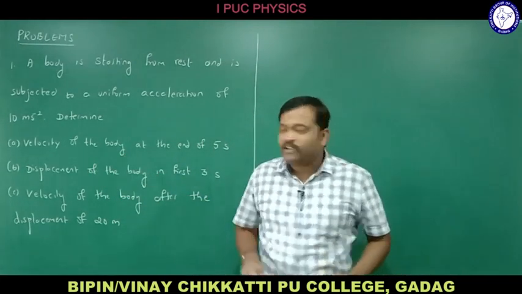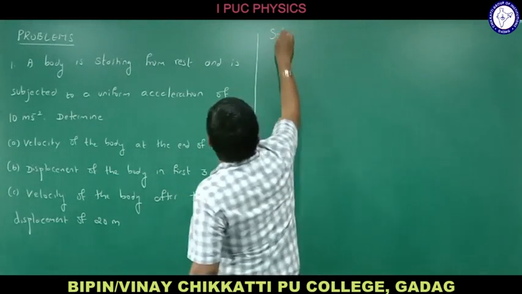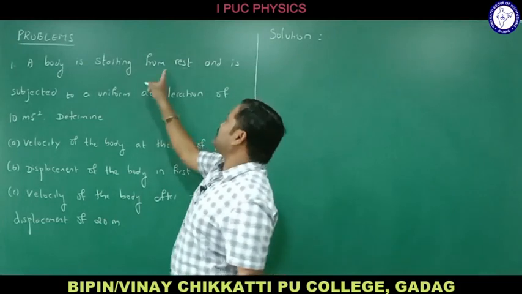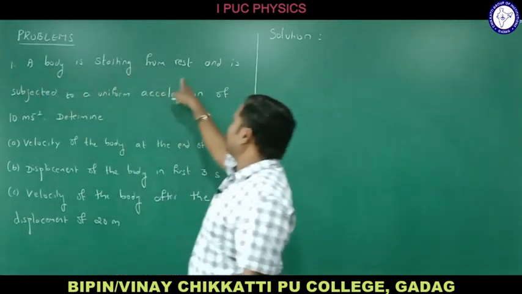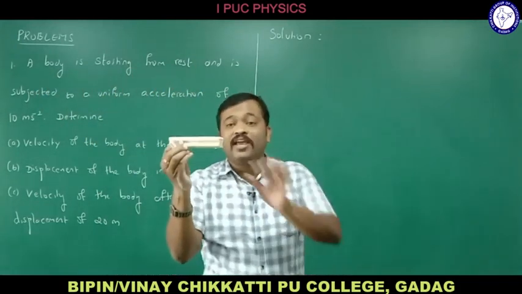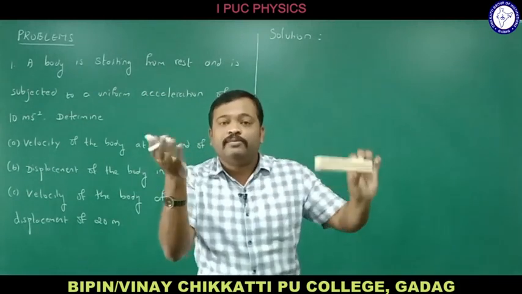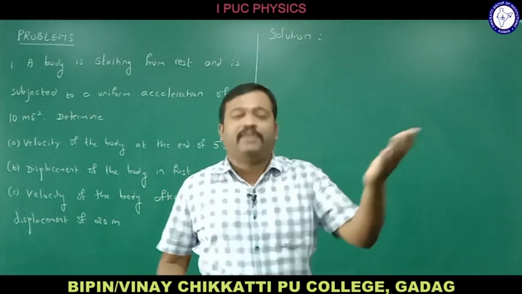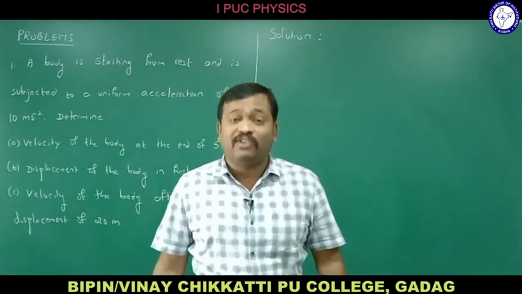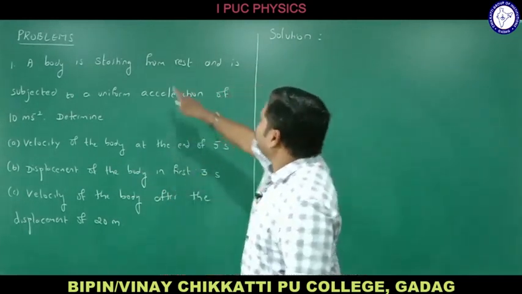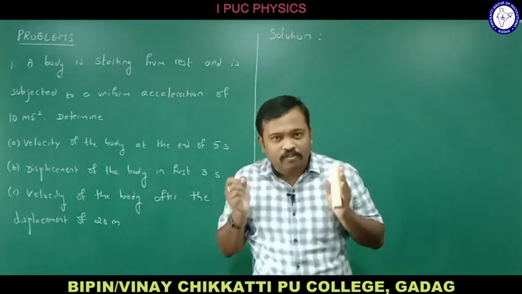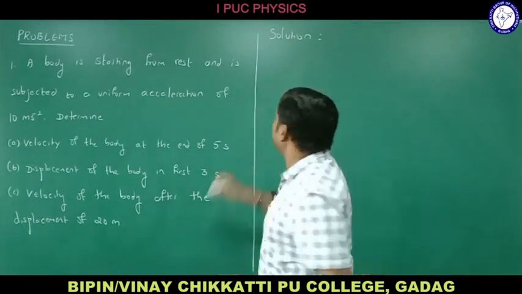First of all, whenever you solve a problem, first write what is given. A body is starting from rest. This line will tell you something. Means a body is starting from rest, so what is the initial velocity? 0. Do understand? Whenever a body starts from rest, what was its initial velocity? That is 0. If in the question you see that it is starting from rest, it indicates that the initial velocity is 0.